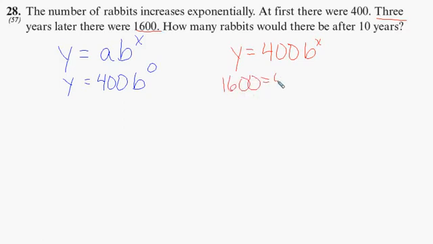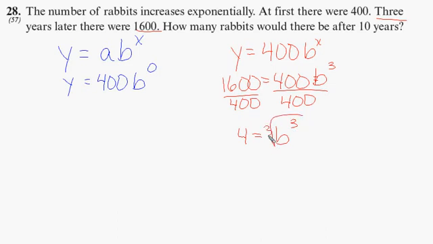1600 is after the event, so here we still have 400. Whoops, this should be b to the 3. Remember, x typically is some sort of time. All right, so now let's solve for b by dividing everything by 400. Divide this by 400, so you get 4 is equal to b cubed.